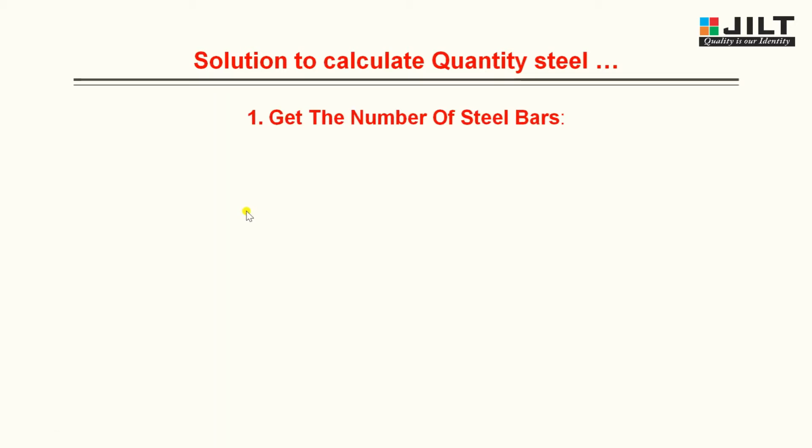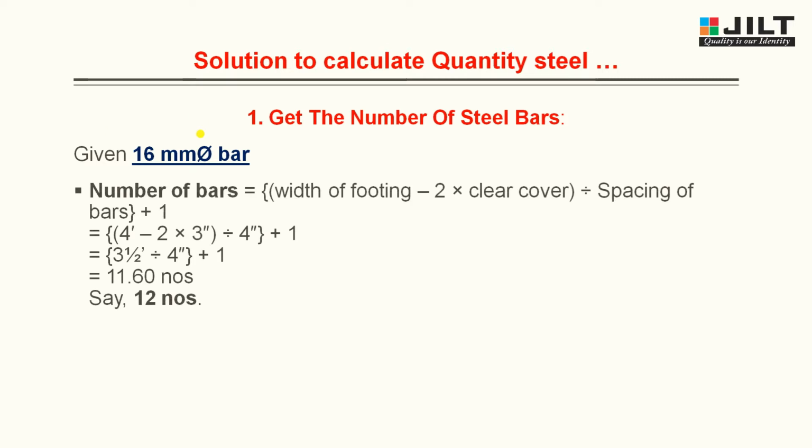Solution to calculate the quantity of steel bar. Number 1. The first point I just discussed is to get the number of steel bars. Suppose in the example question it is mentioned 16 diameter bar. So this is the formula you should remember to calculate the number of steel bars: number of bars equals width of footing minus 2 into clear cover, divided by spacing of bars, plus 1.